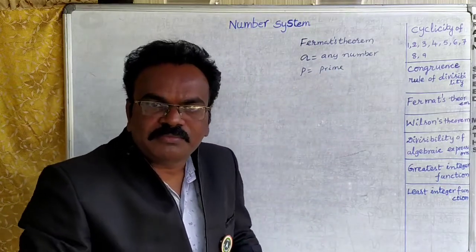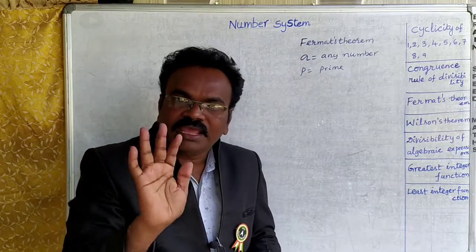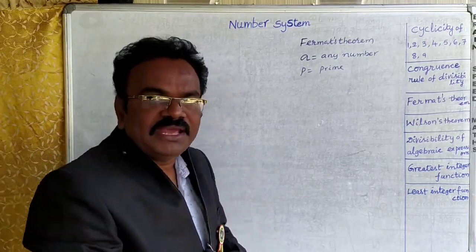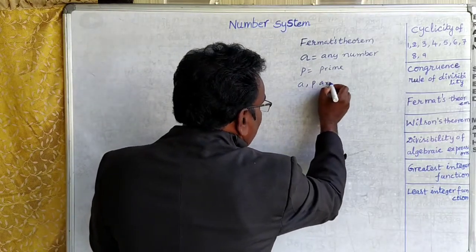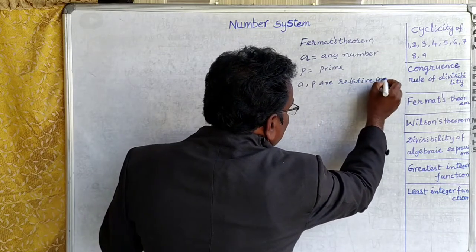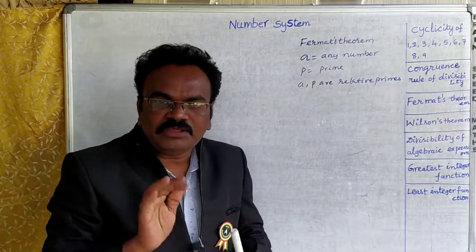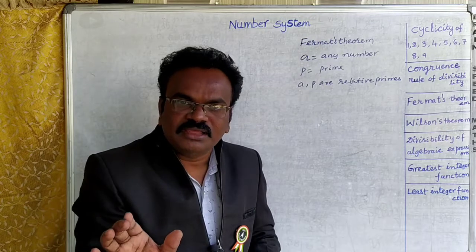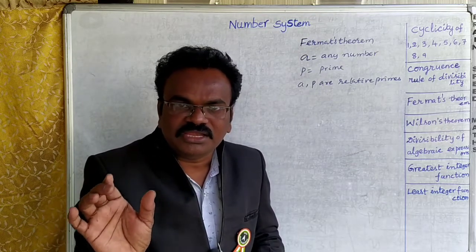P is a prime number, a is any number, but the condition is that a, p are relative primes. This condition is very important. Relative primes means the GCD of the two numbers is equal to 1. Highest common factor always 1. Then the two numbers are said to be relative primes.